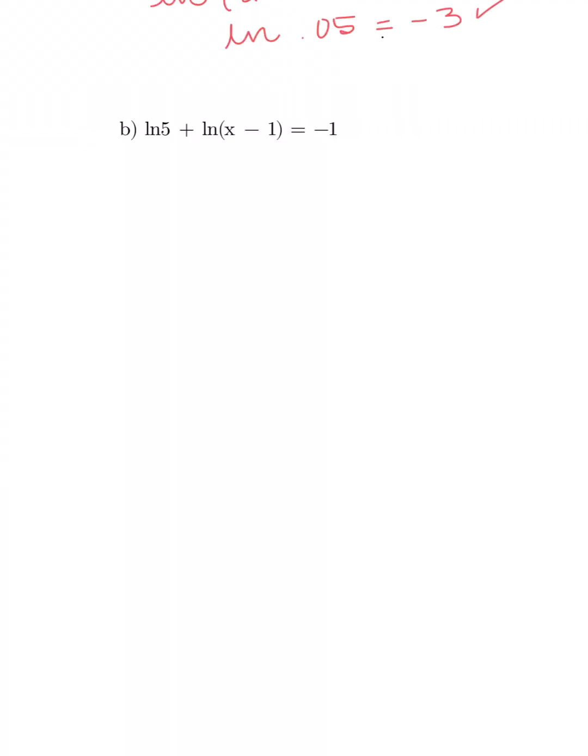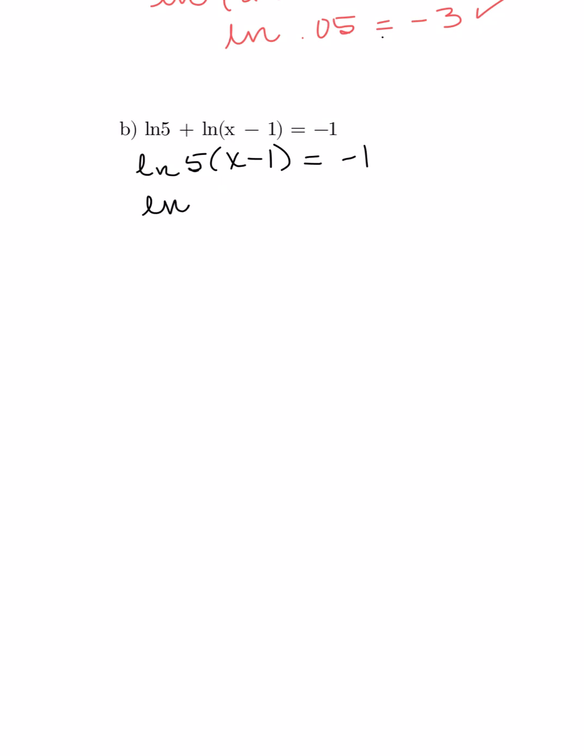On this example, we have the natural log of 5 plus the natural log of the quantity x minus 1 equals -1. The first step on this problem is to recognize that we have two logarithms that are the same type of logarithm, and they are being added. And that means using our properties of logarithms, we can convert that to multiplication of a single logarithm. So it becomes the natural log of 5 times x minus 1 equals -1.